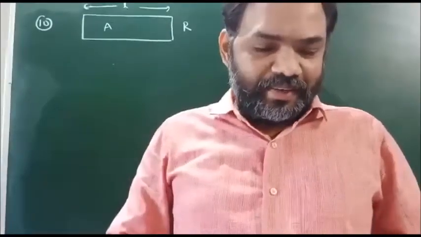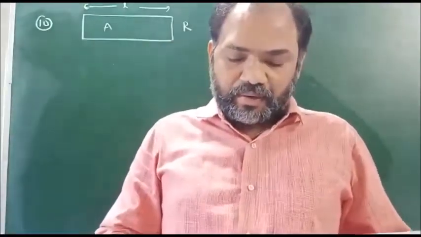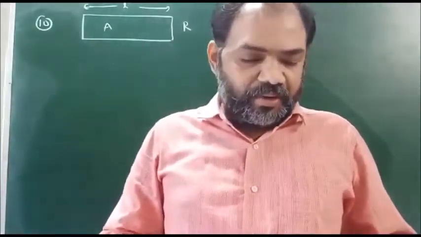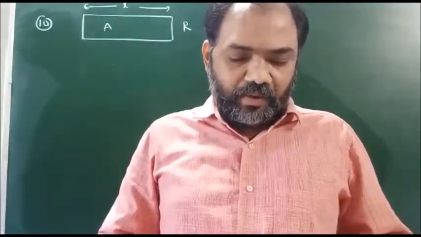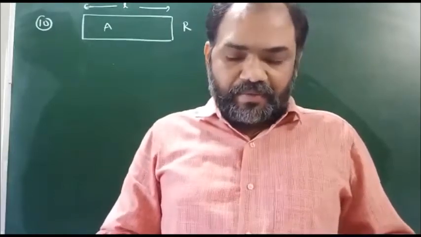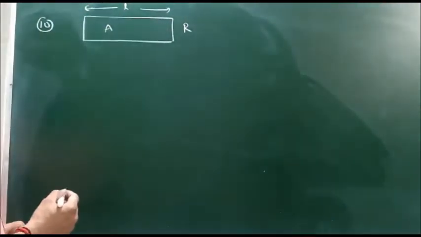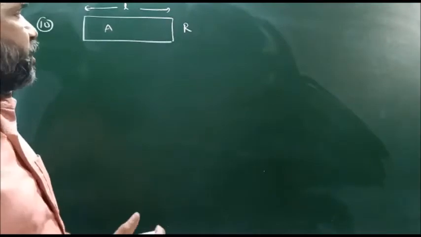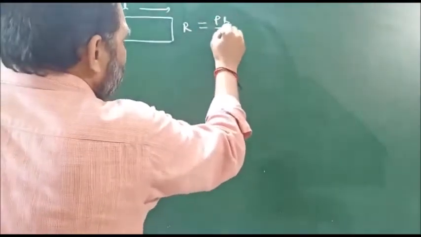Next, question number 10. In order to quadruple the resistance of a uniform wire, a part of its length was uniformly stretched till the final length of the entire wire was 1.5 times the original length. The part of the wire was a fraction equal to dash. Consider a wire of length L and area of cross section capital A. Let its resistance be capital R. In this case, we can write R is equal to rho L by A.